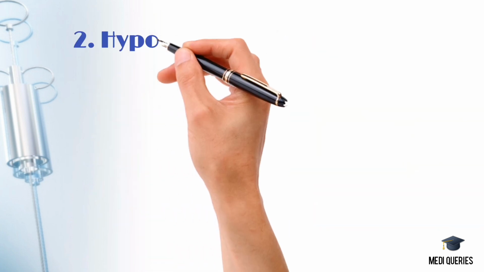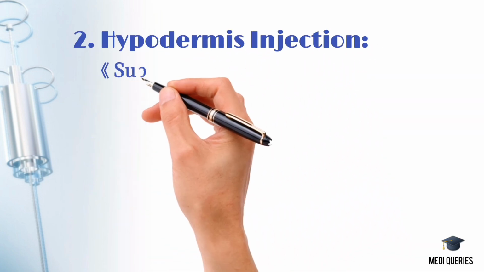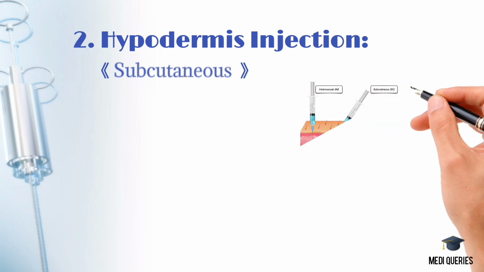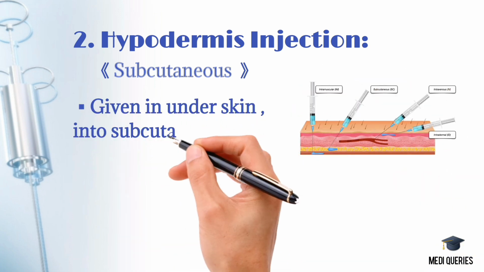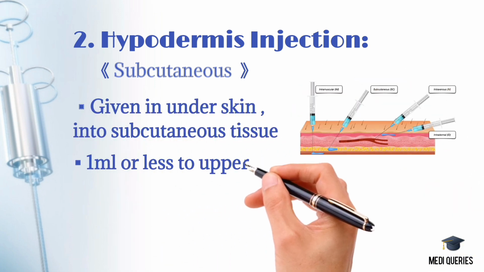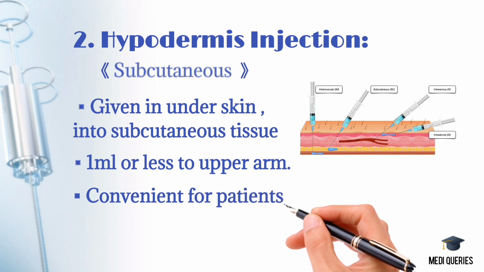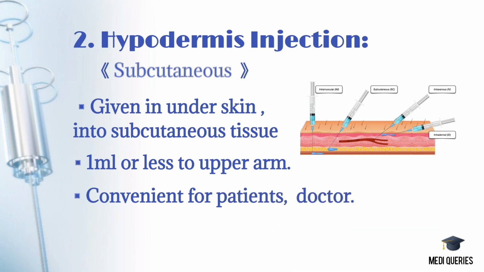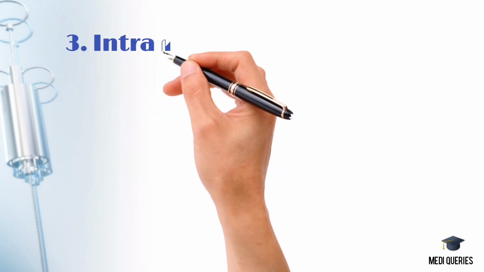And next one is hypodermic injections. These are also called subcutaneous injections. So these are made under the skin into the subcutaneous tissue. The volume of 1 ml or less is usually injected into the upper arm. This is the most popular route because it is convenient for the patients and the doctors. And the next one is intramuscular injections.